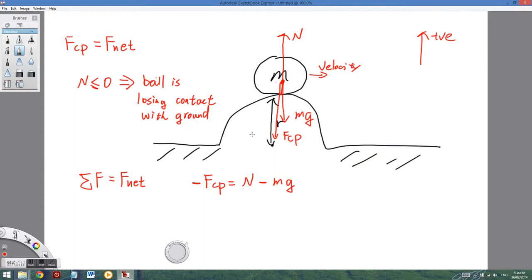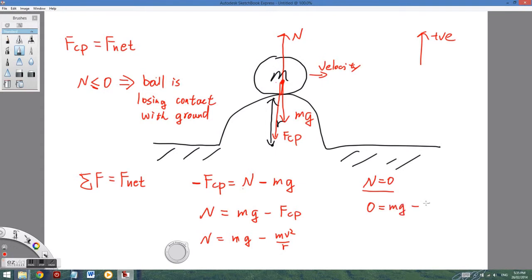If we rearrange the equation, my normal force will be my weight take away the centripetal force. Now let's rewrite the equation: the centripetal force is mv squared divided by r. So when N equals 0, the ball flies away. The ball loses contact with the ground. So we put that in the equation.